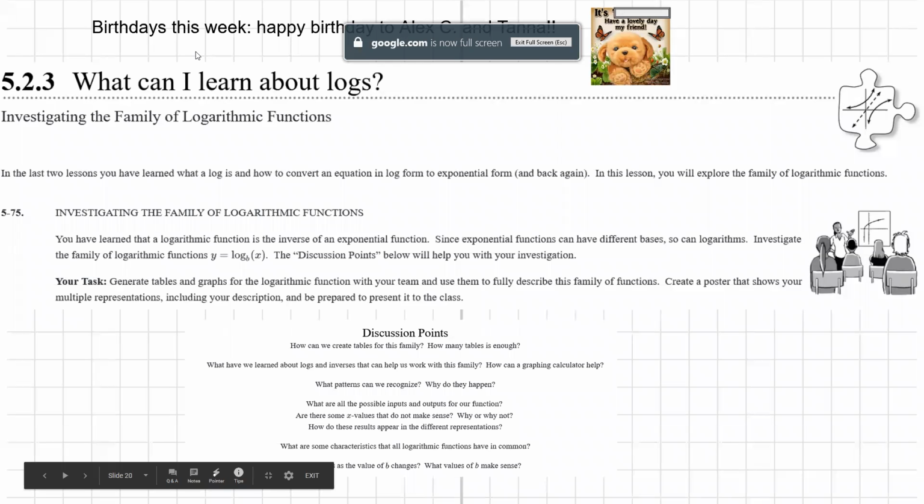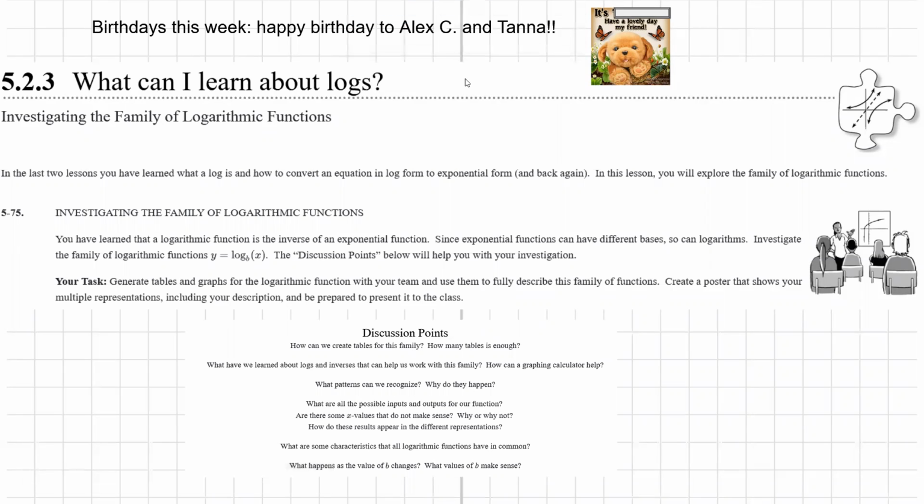Oh, and first of all, birthdays this week. This popped up on my Illuminate when I take roll, so I just happened to notice that Alex C. and Tana, your birthday is this week, so happy birthday. There's a cute puppy picture for you, and I hope you enjoy your birthday this week.